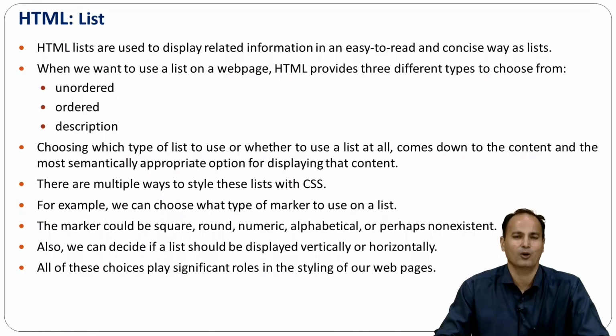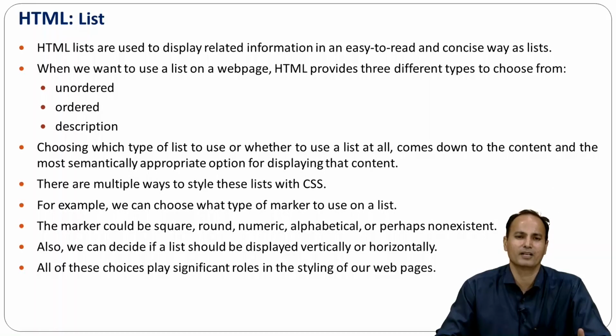One is ordered list, another is unordered list, and the third one is description list. You can use it as per your requirement. There are multiple ways to style this list with CSS. We can use CSS to highlight and format it in a more appropriate and attractive manner.